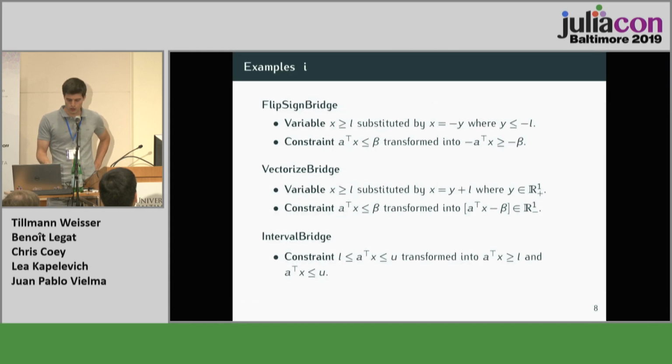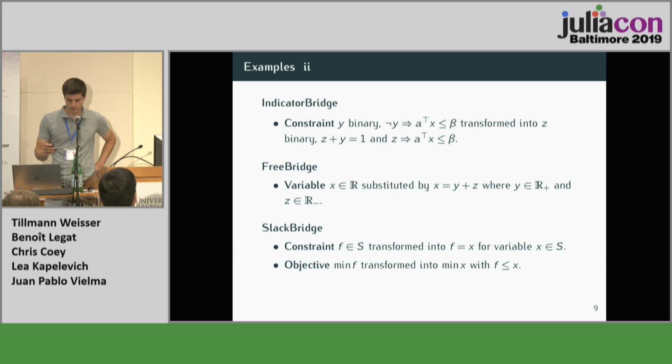Okay, so these are all very simple bridges, but combining them we can actually make something more complex. So for example, the free bridge allows to create free variables, which was not allowed for a PSD solver. The slack bridge, this one is very important. So if you look at the SDP solver again, all the constraints you can do are just equality constraints, and then you can create either non-negative variables or PSD variables.